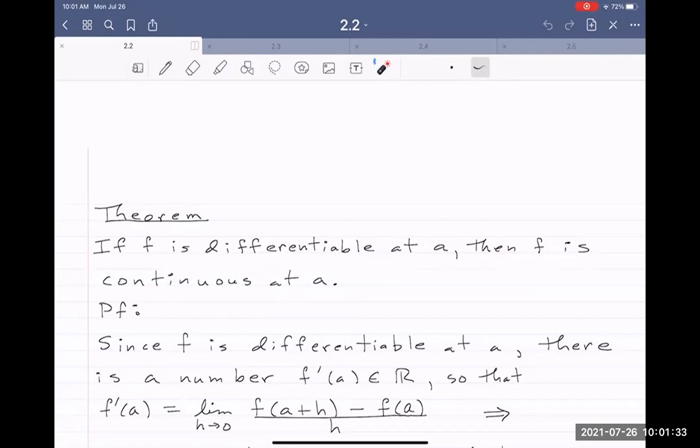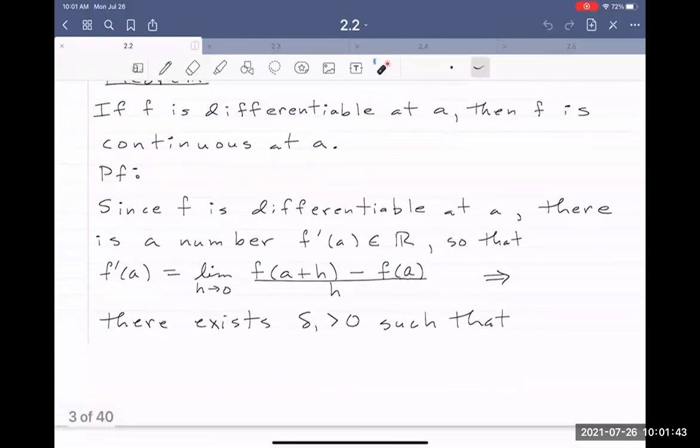Meaning that if a function is continuous at a, it's not necessarily differentiable at a. And we'll see that in a second. So let's suppose that f is differentiable at a, and I want to show that it's continuous at a.